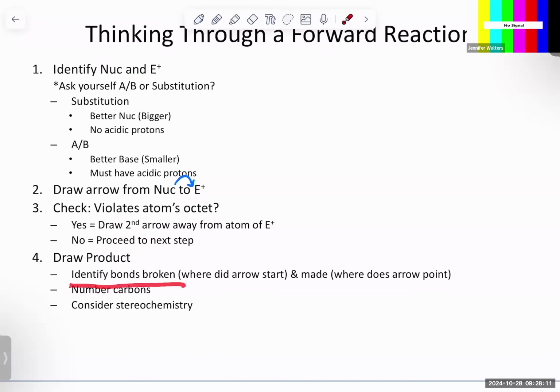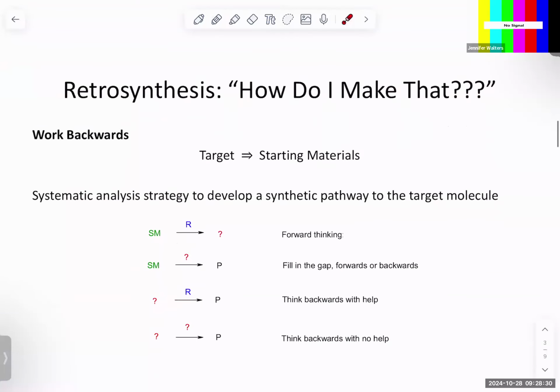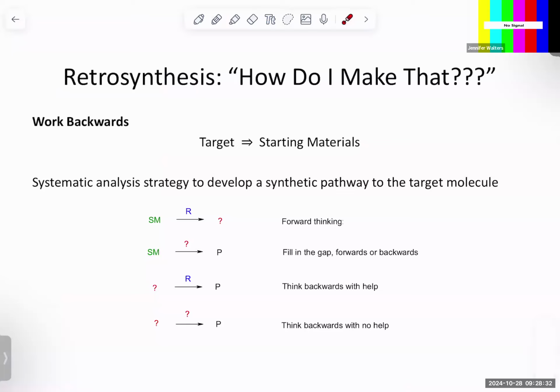Make sure you know what bonds you've broken, which bonds you've made. Number your carbons, number your atoms to make sure that you're not adding or losing any carbons. And consider the stereochemistry. Make sure that you know, do I need it to be a wedge or a dash, or should it be a line? Make sure you're considering that stereochemistry. So that's our forward synthesis. That's what we've already been doing. That's the predict the product.